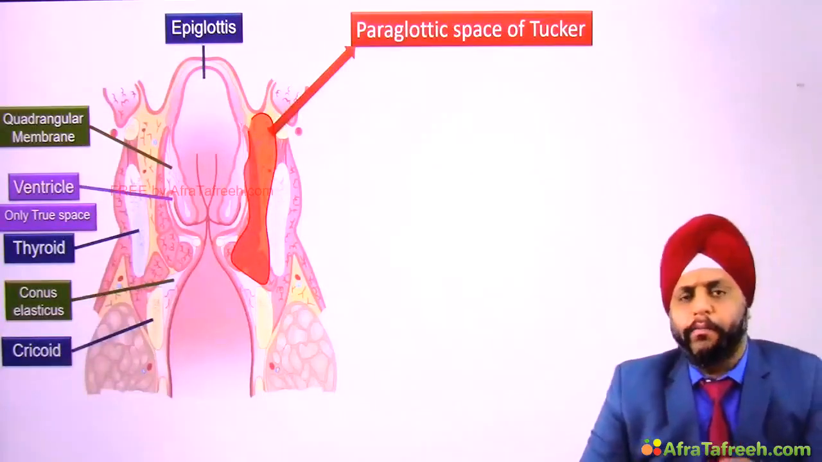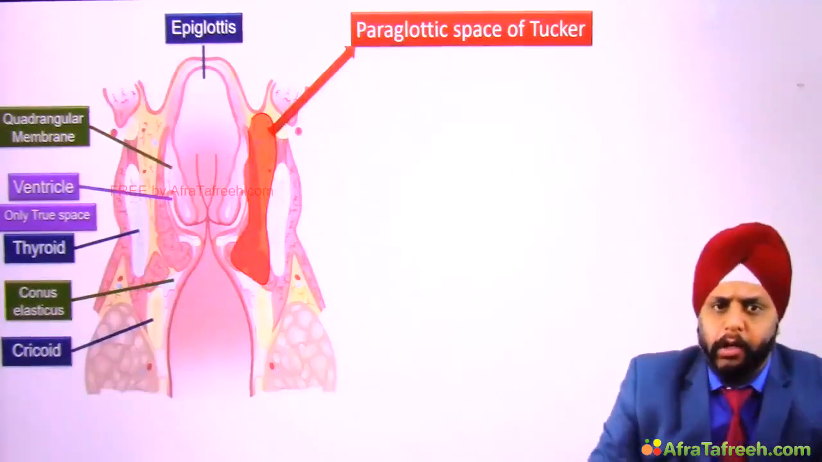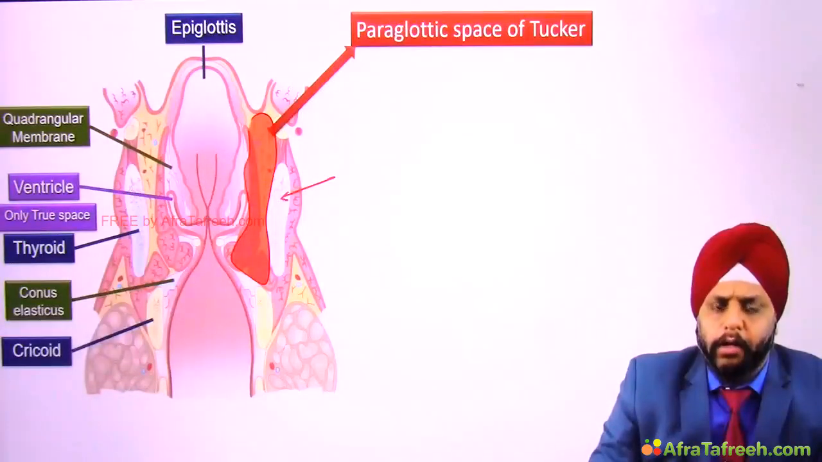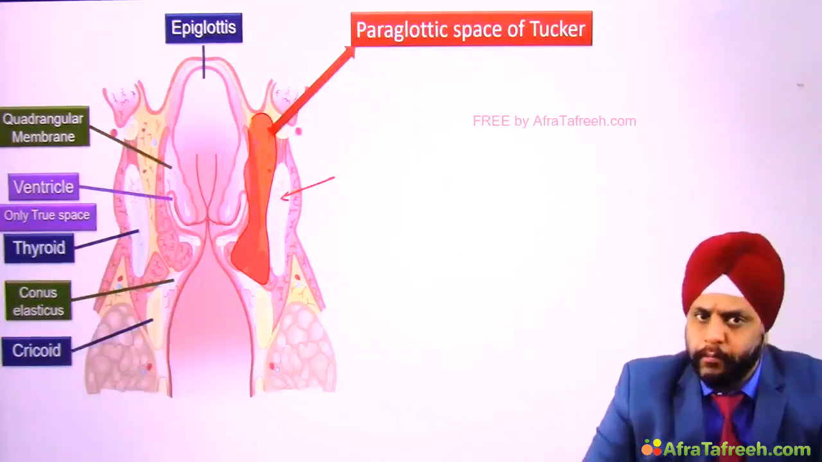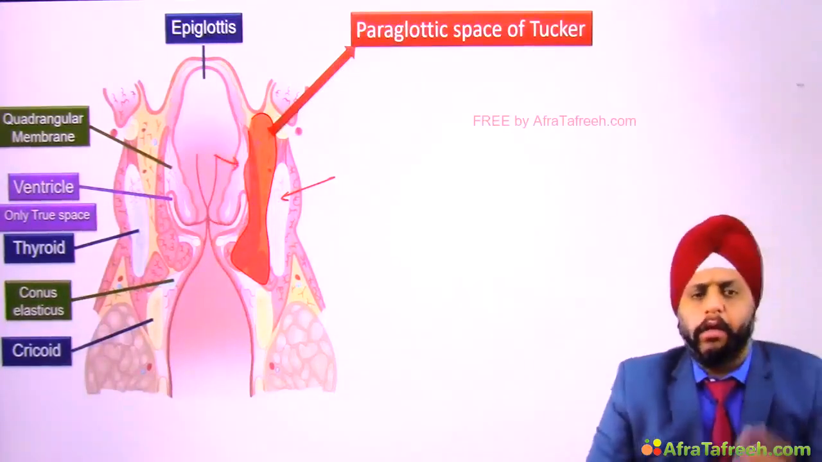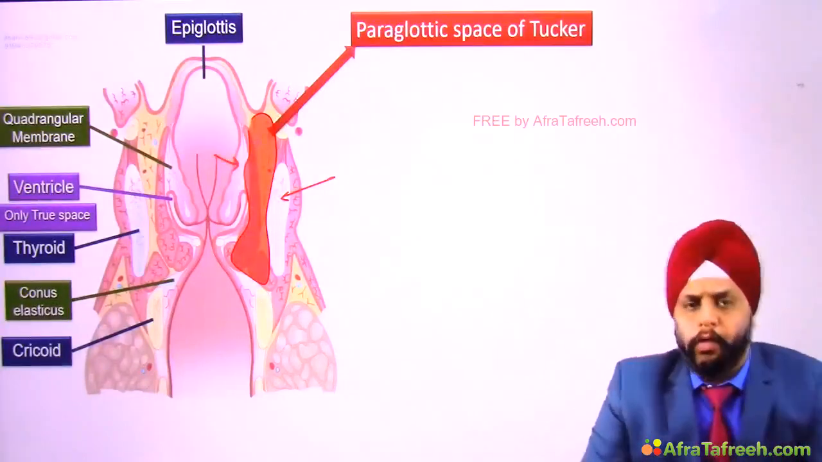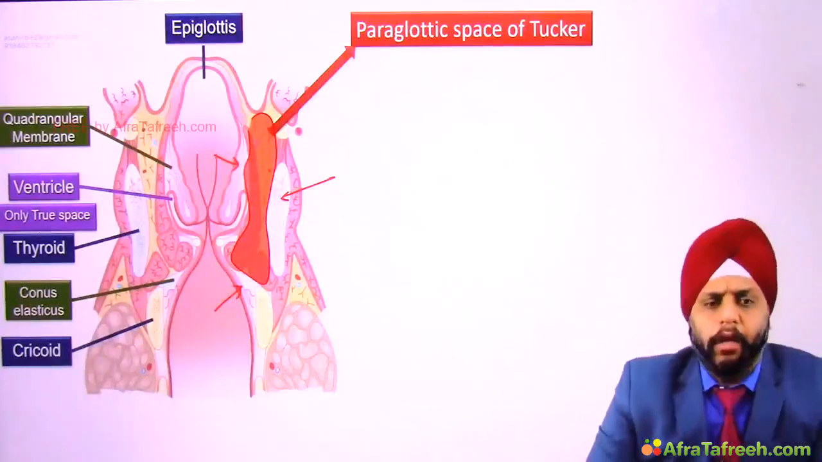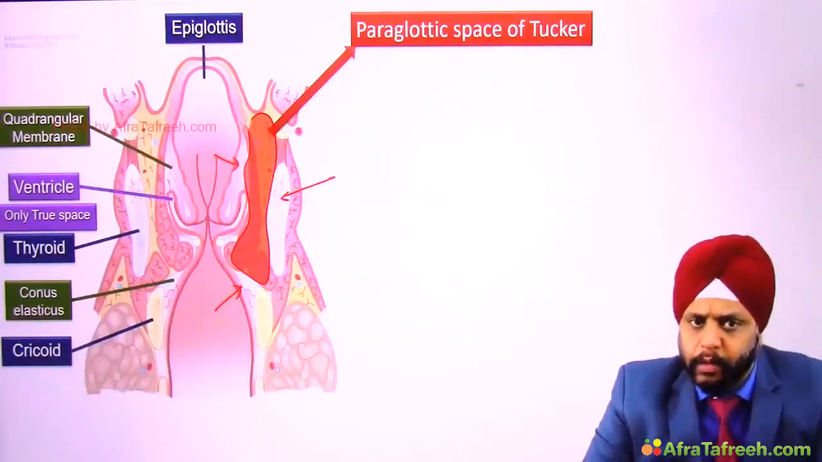So what are the boundaries of the paraglottic space of Tucker? We can see over here that the anterolateral boundary is formed by the thyroid cartilage. The superior medial boundary is formed by the vestibular fold and quadrangular membrane. The inferior medial boundary is formed by the conus elasticus.